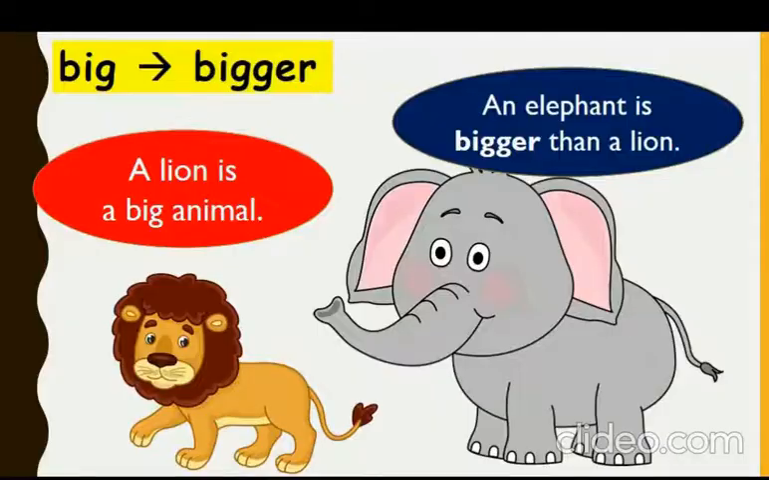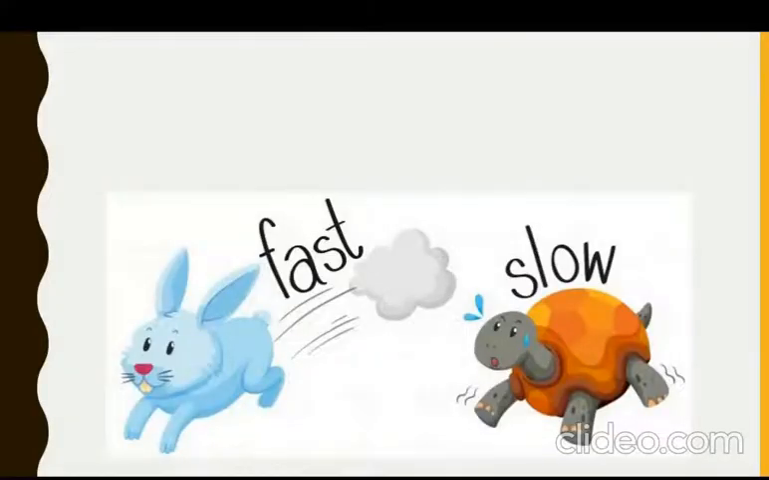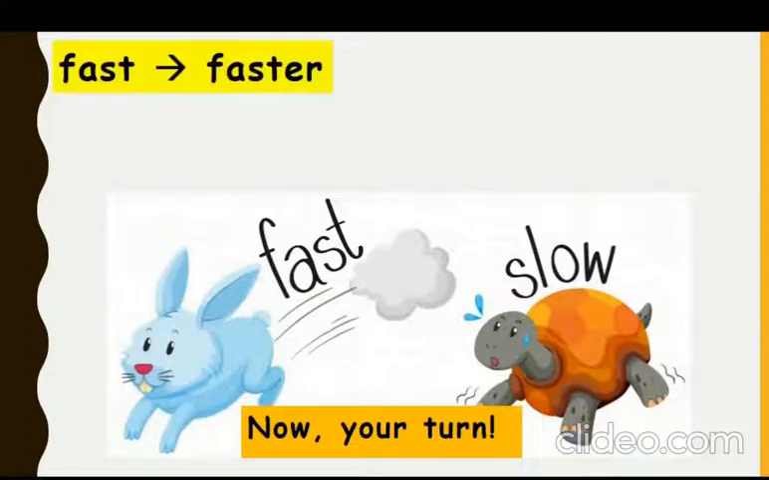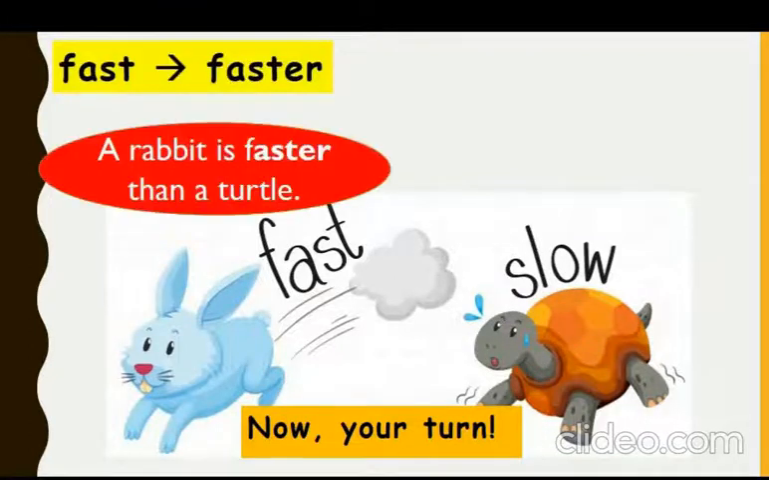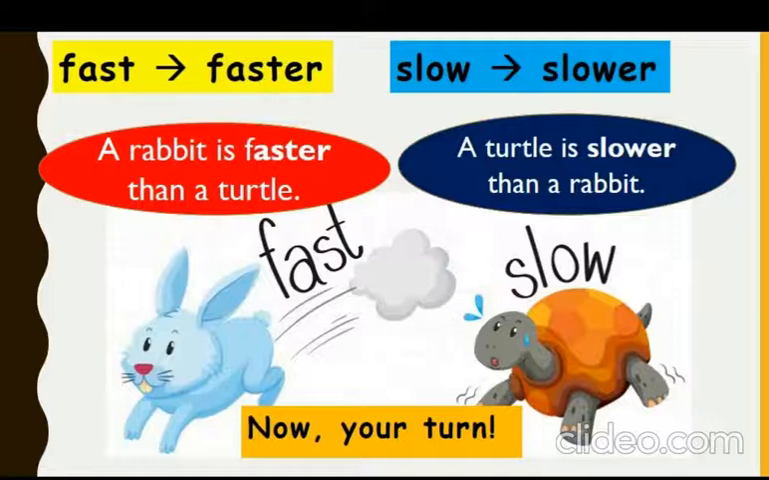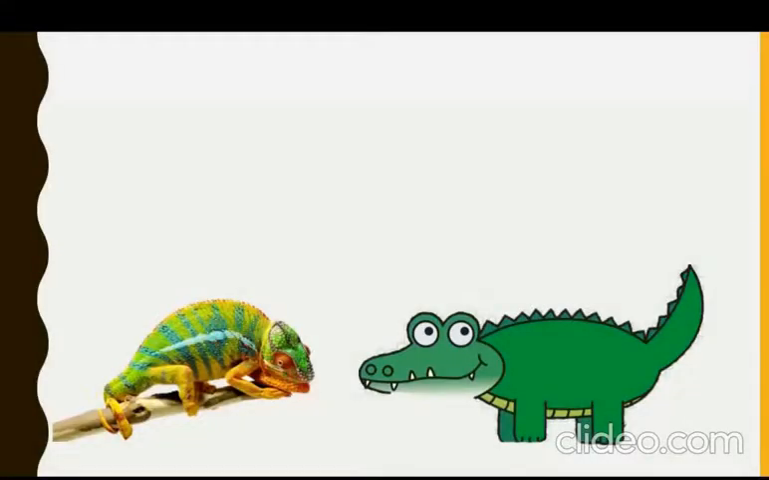All right? Next, let's compare the rabbit and the turtle. We have two sentences to compare. The first with fast and faster. A rabbit is faster than a turtle. What about slow? Slow will change to slower. A turtle is slower than a rabbit. Okay? Very good.